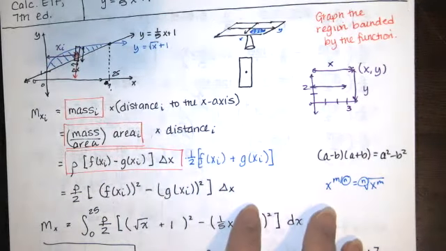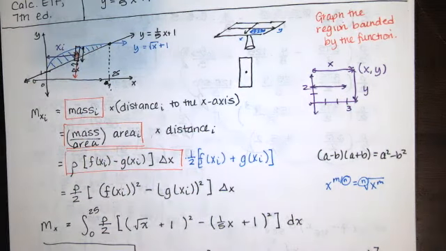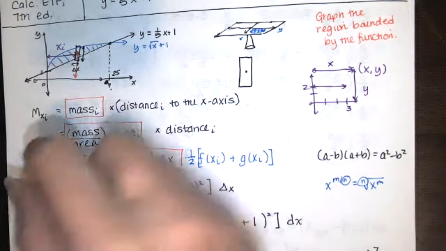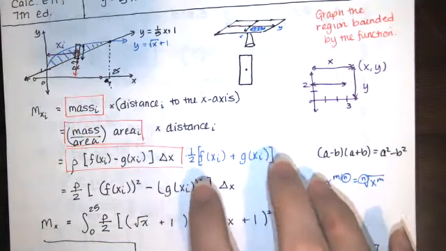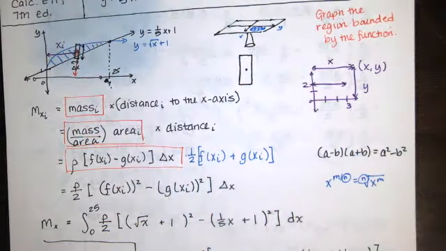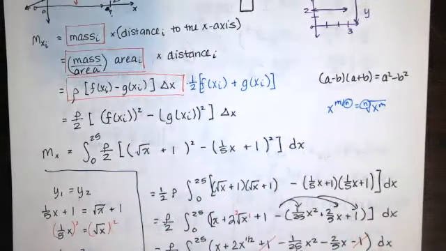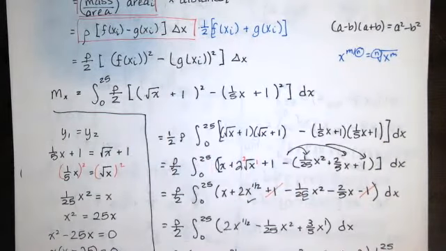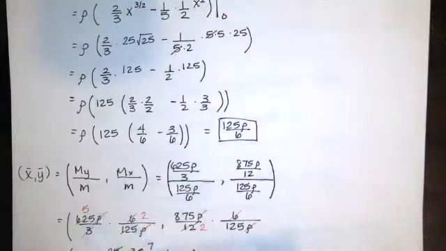And then the distance to the x-axis and the y-axis will depend on the geometry as well. In this case, the distance to the y-axis is the x value. The distance to the x-axis is the average y value, which is 1/2 of the top function plus the bottom function. You use those to derive the formulas, and then you set up the integrals. You may have to find points of intersection if it's not obvious by setting the two y values equal to each other. Then you do some algebra and evaluate the integral using the fundamental theorem of calculus.